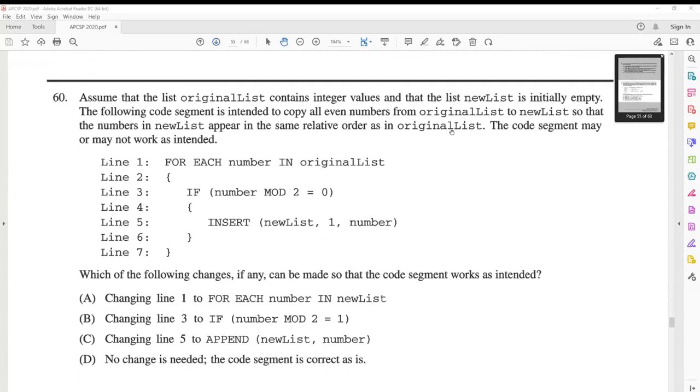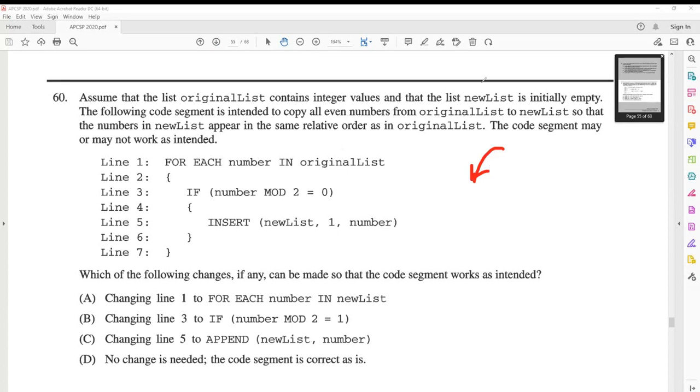Okay, 60, we have some problem. It looks like a debugging problem. So you may not need to change much. Let's look at the program. There's an original list containing integers and a new list, initially empty. Get every number from the original list. If the number mod 2 is 0, then insert into the new list at location 1 the number. So every time the new number will be inserted at the beginning.